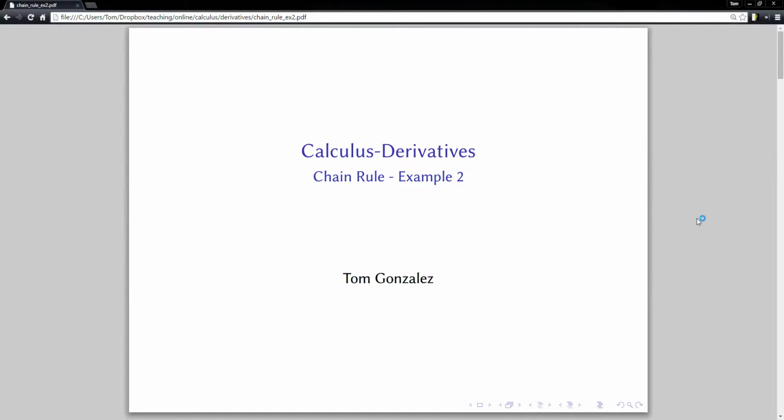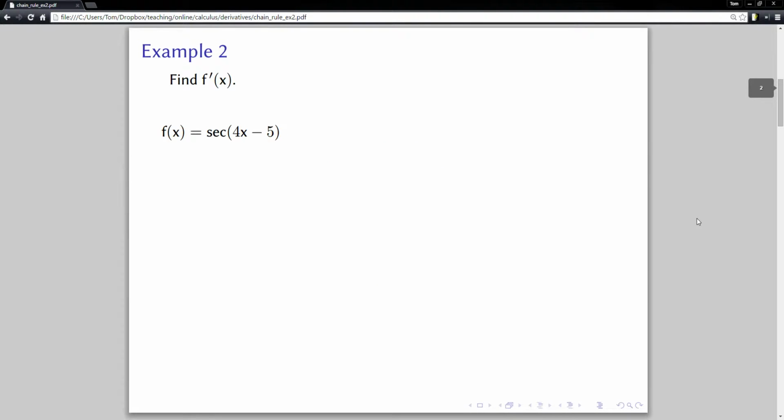In this video, we're going to do another example of the chain rule. This one will involve some trigonometric functions, in this case the secant. So if f of x equals the secant of 4x minus 5, we want to find f prime of x.